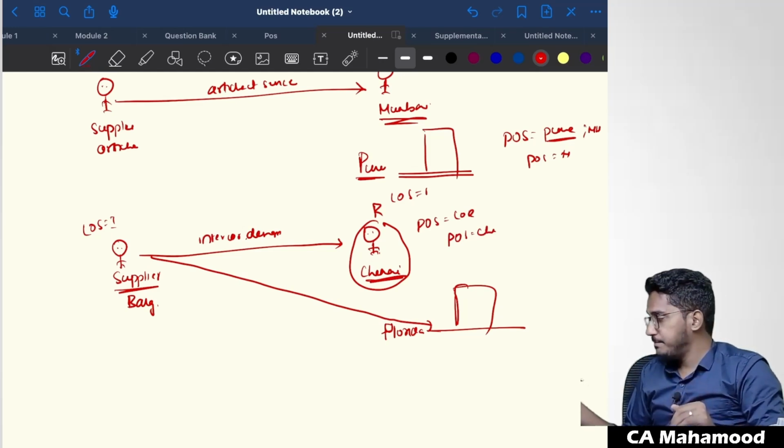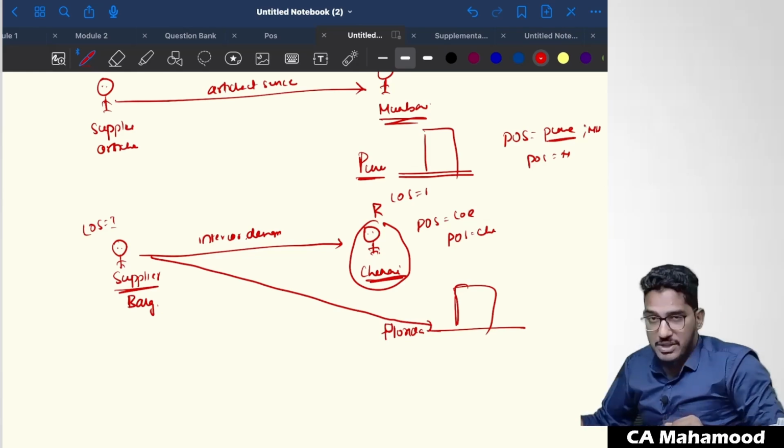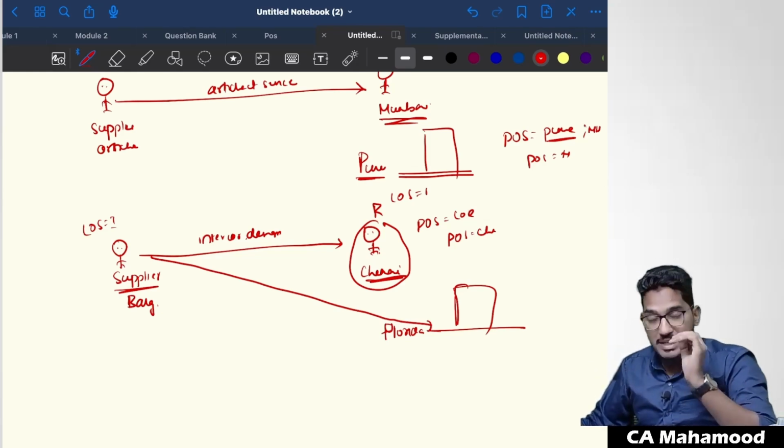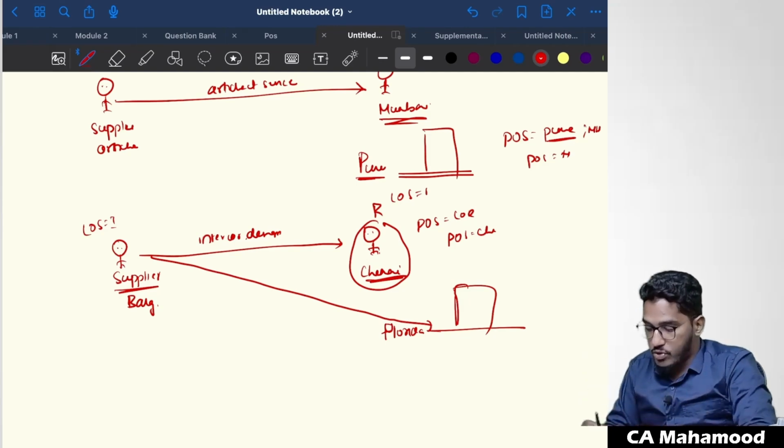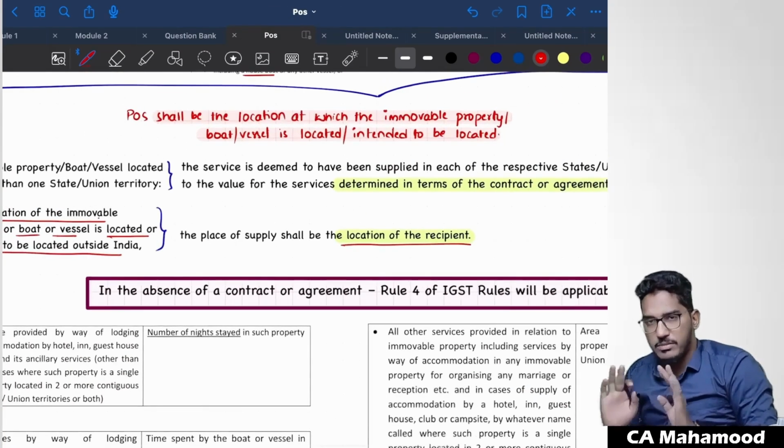Able to understand everybody? Clear and comfortable? So this is what 12 subsection 3 says: how to determine place of supply in case of immobile property. The discussion is not yet over. There are still some more points which we are supposed to discuss. Till here, everybody able to understand?